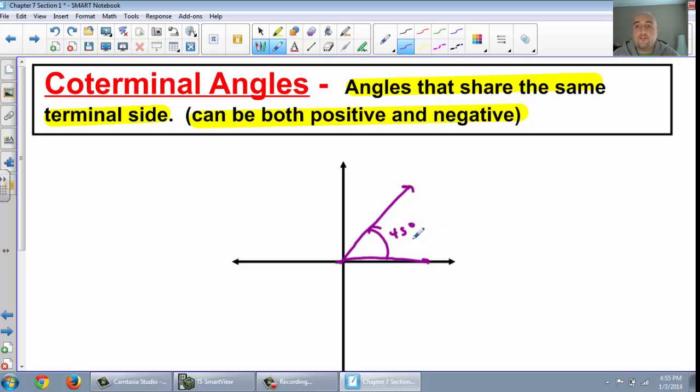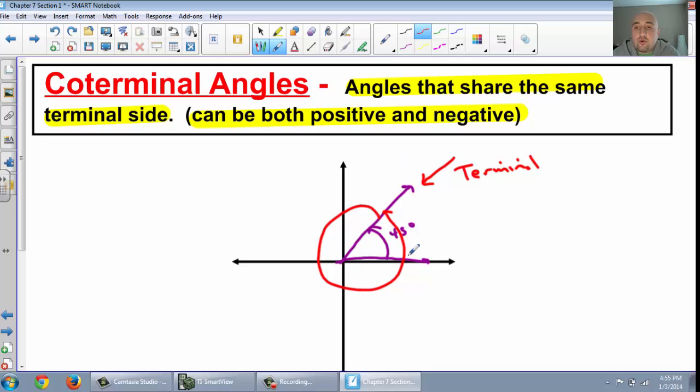Okay, so let's say that's 45 degrees. All right, now our terminal side, this side right here, is our terminal side. Coterminal angles have to share the same terminal side. Well, how is the only way on here that I'm going to be able to get back to the same terminal side as 45 degrees unless I go all the way around again?